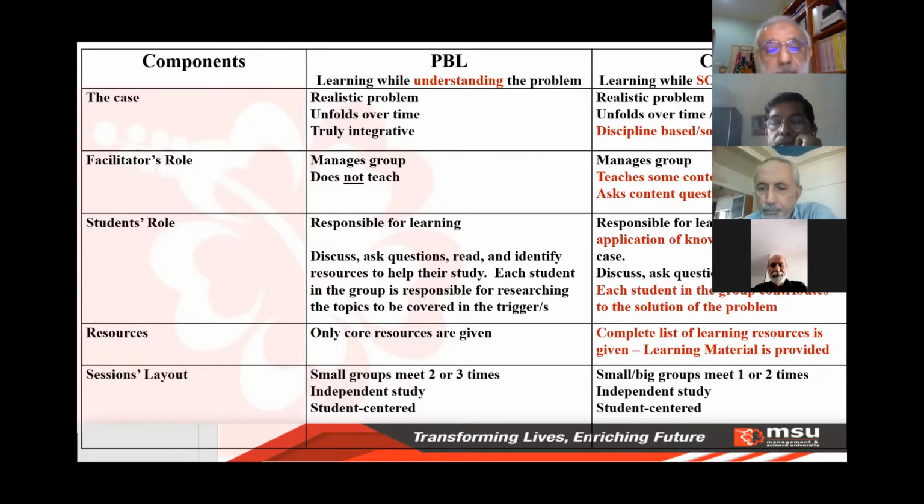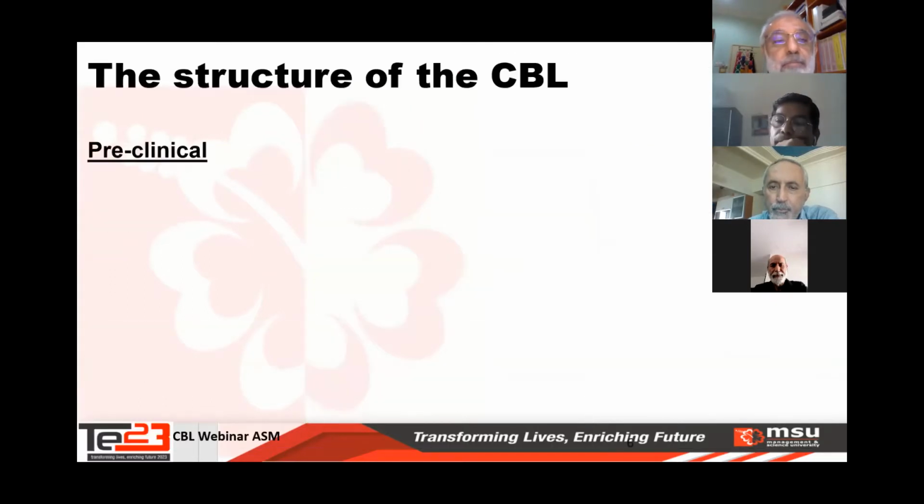So, in PBL, the students have more liberty of selecting the material they want to read, but in CBL, they are provided with material and they more or less stick to that material which has been provided.